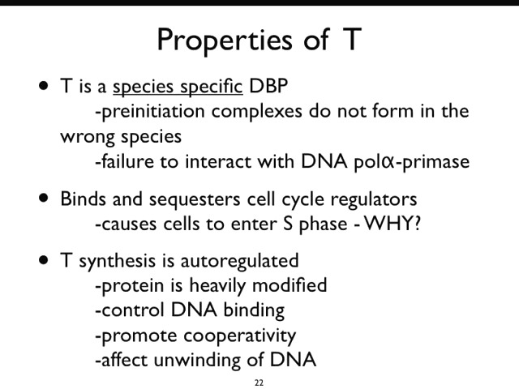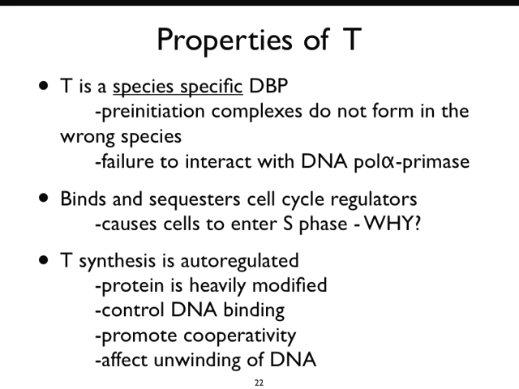So to talk about polyomavirus replication, you need to know something about the properties of T antigen. And you'll also need to know something about these properties when we talk about transcription, because this is a very diverse molecule that provides for a great number of functions during polyomavirus replication. As I said, it's a DNA binding protein. Perhaps the most fascinating feature is that it's species specific. So a polyomavirus that originates from a mouse cannot replicate in human cells, and vice versa.